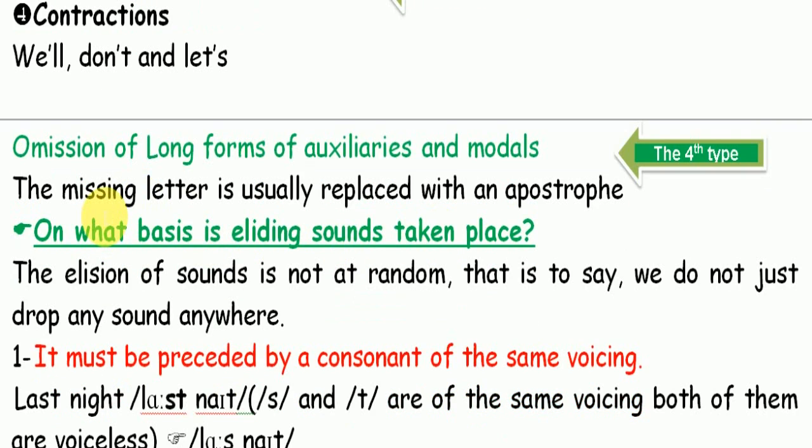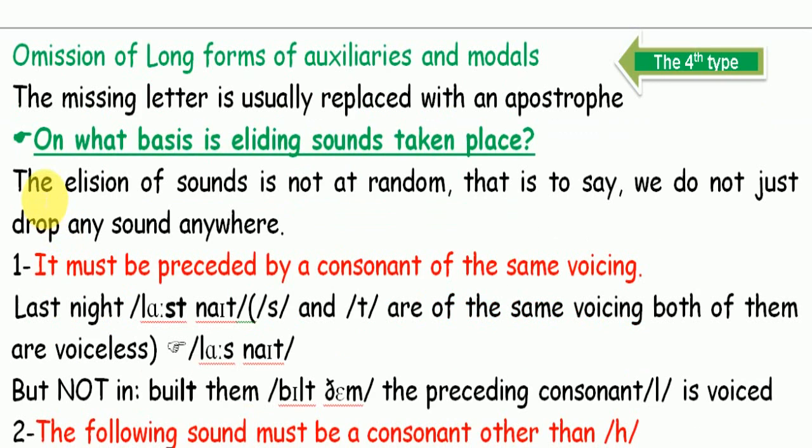Let's move on to talk about one more point for you. On what basis is the omission of sounds taking place? The omission of sounds is not at random. That is to say, we do not just drop any sound anywhere. No, we have some conditions, among which is that it must be preceded by a consonant of the same voice.